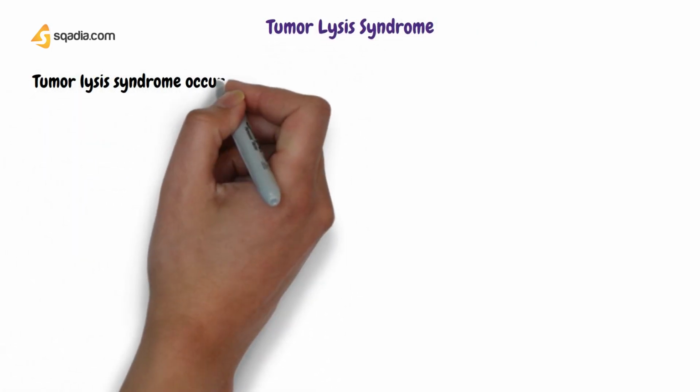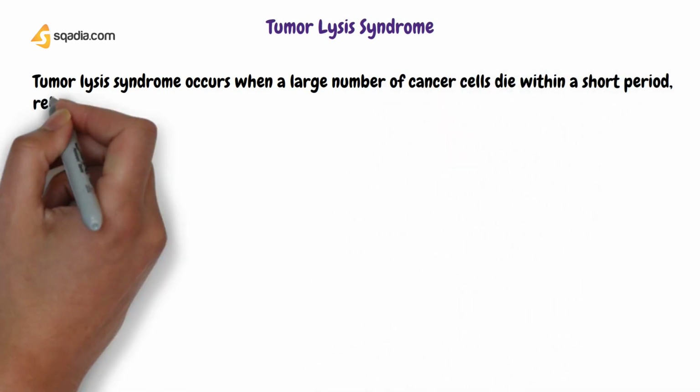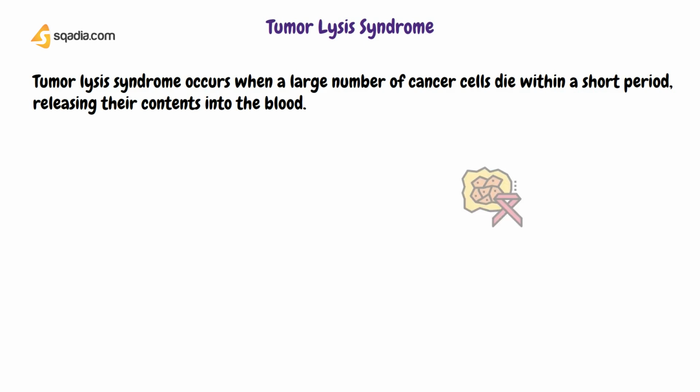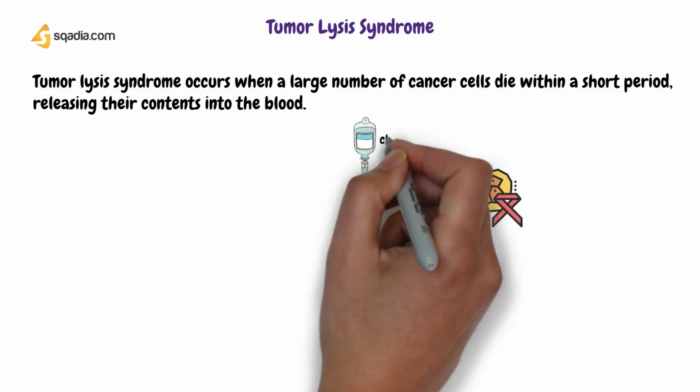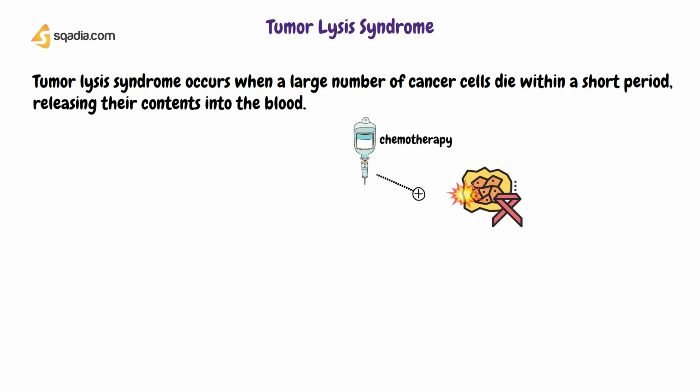Tumor lysis syndrome is a condition which occurs when a large number of cancer cells die within a short period, releasing their contents into the blood. Cancer cells are destroyed by chemotherapy, but their contents are released into the bloodstream where they accumulate.